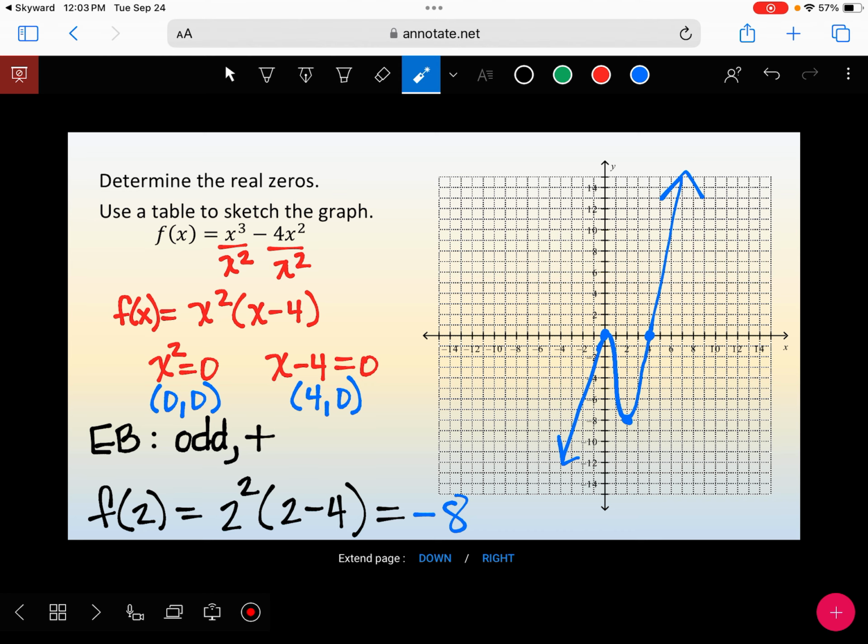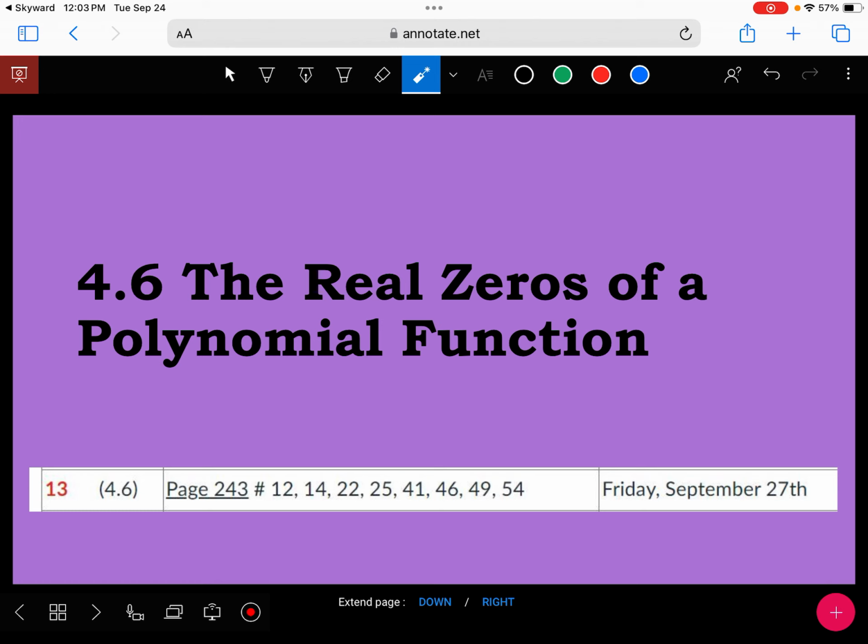So now we're going to do some a little bit harder. So now that's the end of 4.2. So now we're moving on to 4.6. Homework 13. Go ahead, title your notes. This comes from your book.